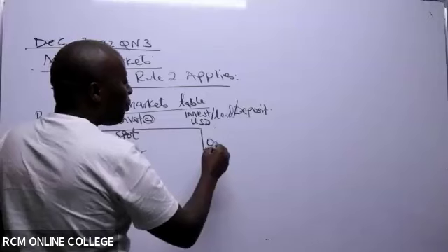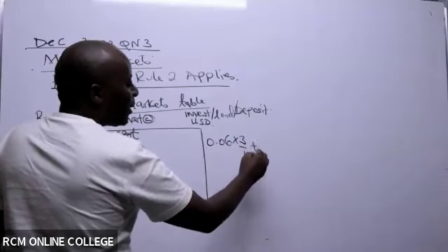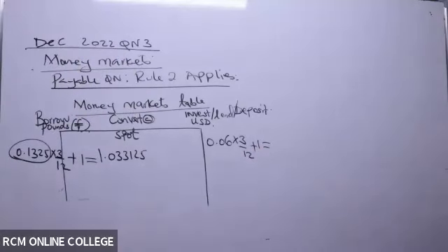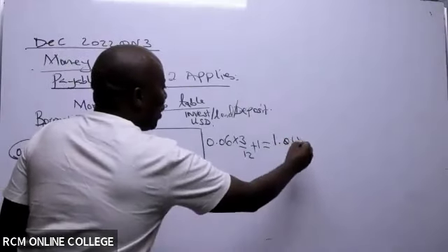6% is the same as 0.06 times 3 over 12 plus 1. That is 0.06 times 3 divided by 12 plus 1, which gives 1.015.